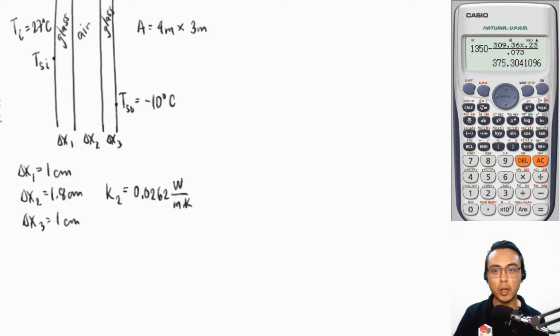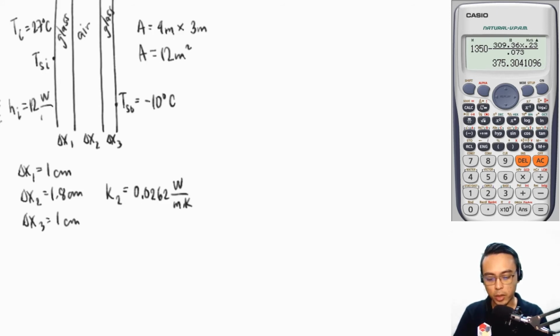We are given the values of delta X1 up to delta X3. We are also given a value for the heat transfer area, that is 4 by 3 meters or 12 square meters. And the new value that was given to us is the surface coefficient, or the heat transfer coefficient, inside. H sub I is equal to 12 watts per square meter per Kelvin. Take note of the units of H and of K. The units of H, or the heat transfer coefficient, is watts per square meter per Kelvin, while for the thermal conductivity, it's only watts per meter per Kelvin. Do not confuse those two units.